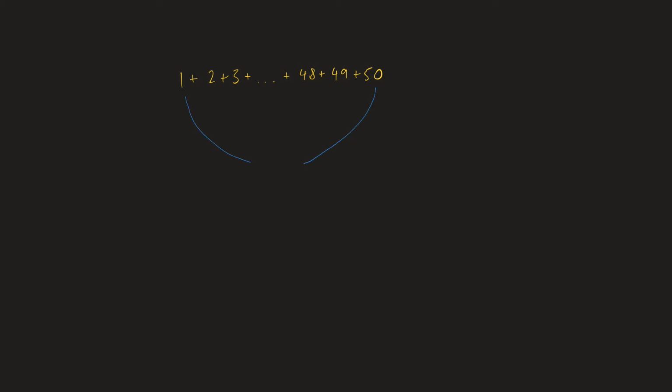So if I look at the last term and the first term and add them together, it's going to add to 51. If I look at the second last term and the second term, 49 plus 2, it's 51. And if I look at the third last and the third term, again, that's going to add to 51.